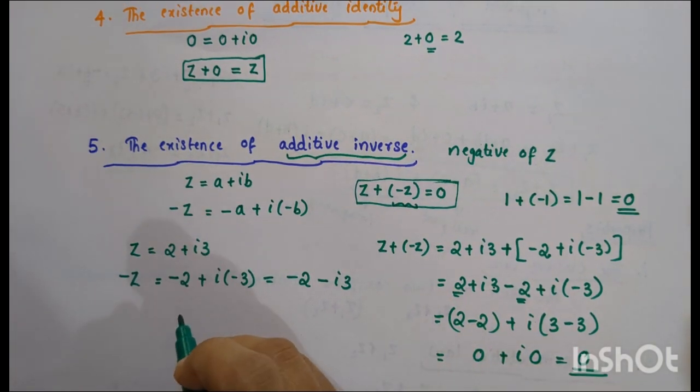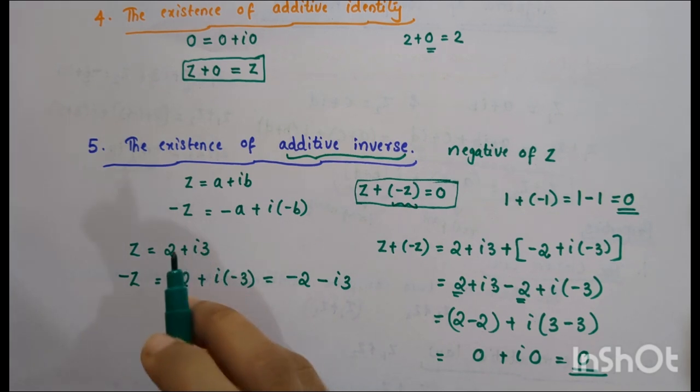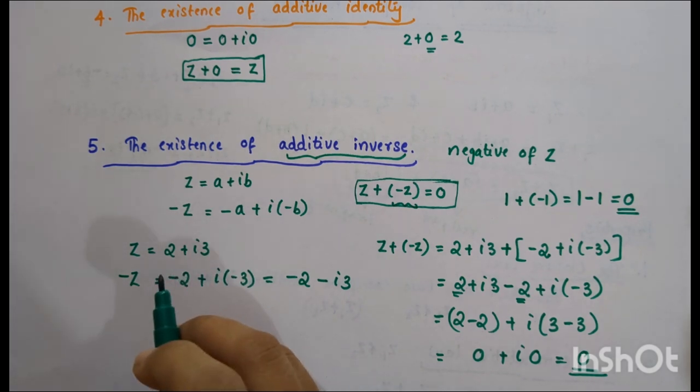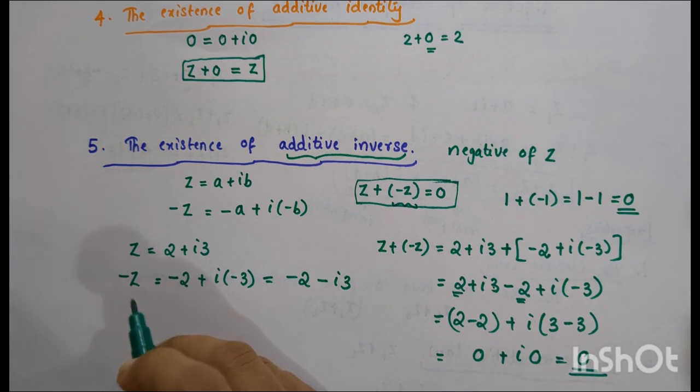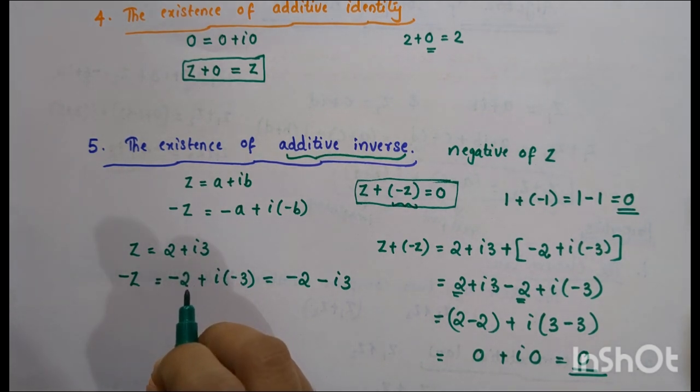So in this video, we have discussed the algebra of complex numbers, that is addition of two complex numbers. We will be discussing the division of two complex numbers, multiplication, and difference in the next videos, which will be available in the playlist. Thank you.